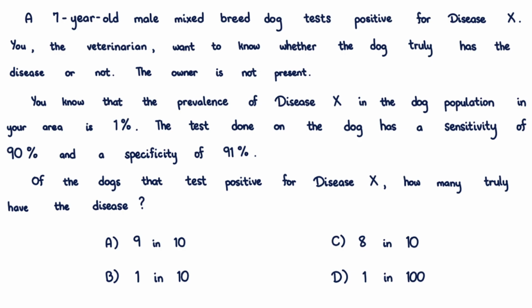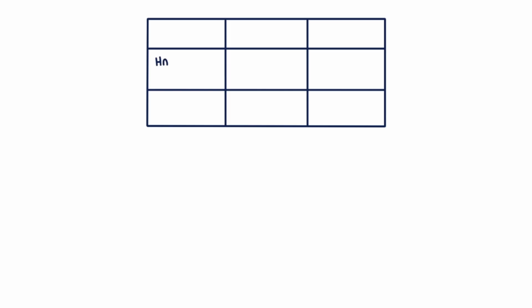Let's have a little review first. We're going to make a table. On the left side, we have those that have the disease and those that don't. On top, we have the test results we can get.